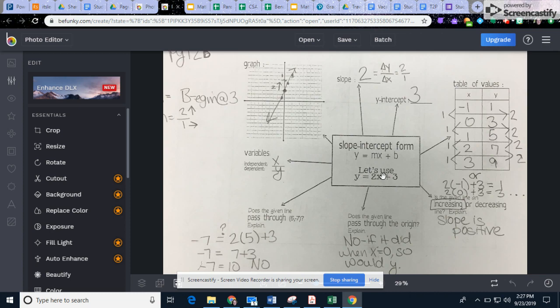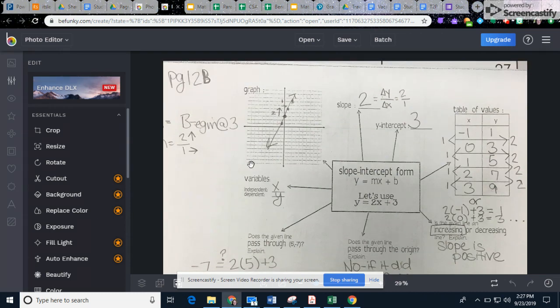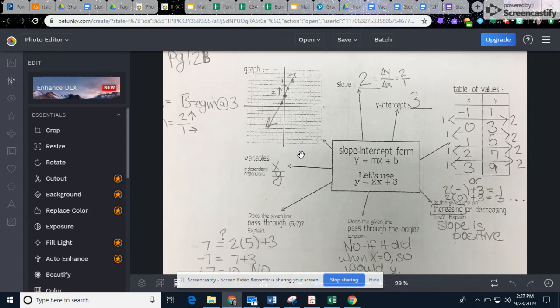Hi, these are going to be the notes that go on page 12B in your notebook. So this first paper, the half sheet in the front, I just want you to see how everything that we've been doing is connected. So when we look here, it says slope-intercept form is y equals mx plus b, and we're going to use the example for this page of y equals 2x plus 3. So we know that our slope is 2, and our beginning point, our y-intercept, is 3.